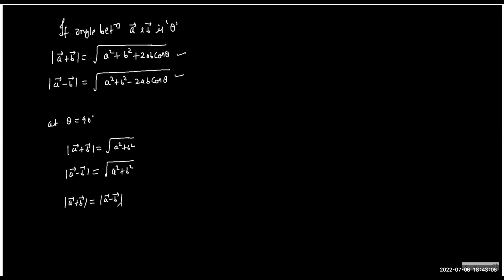So this I proved graphically, now we are proving it mathematically. Because when theta is 90, cos theta is 0, and this automatically changes into this answer. Now tell me, mathematically, if I write mod of A plus B is twice mod of A minus B, can you guess the angle without solving? What should the angle be?